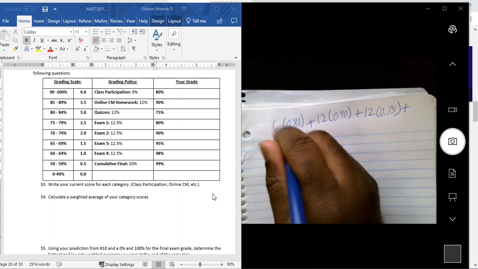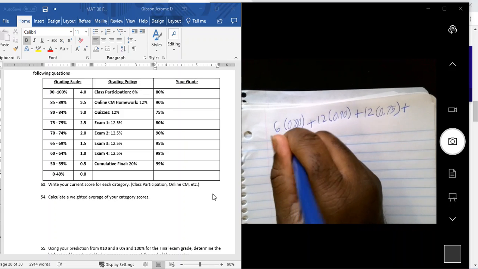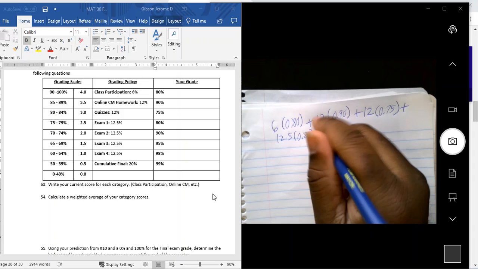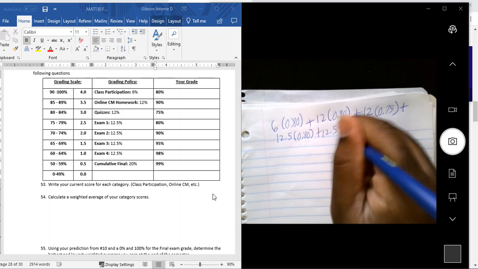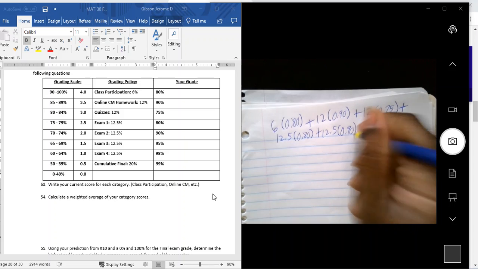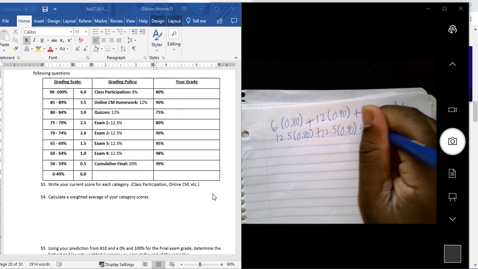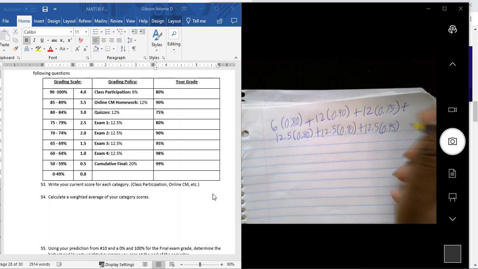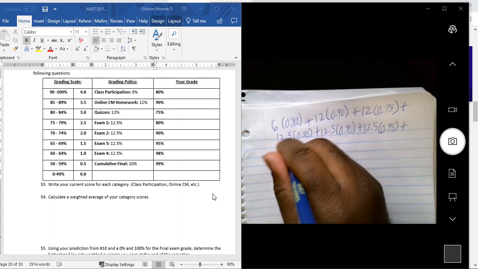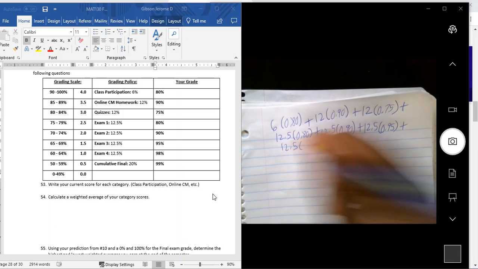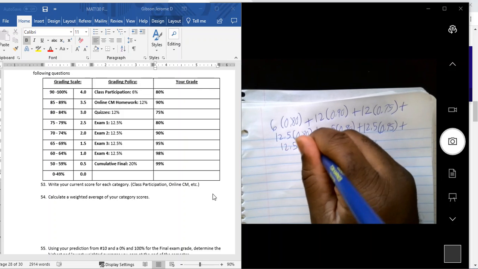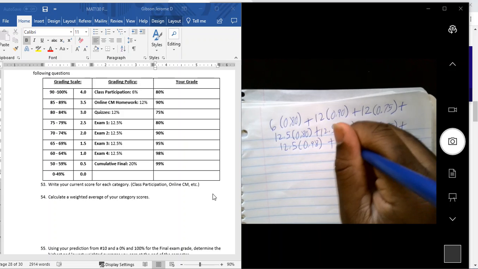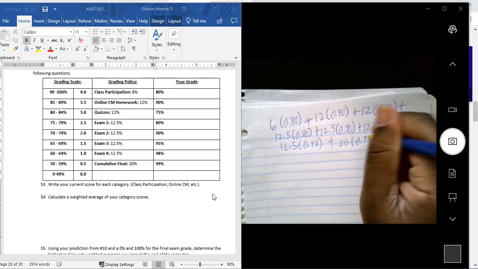So then plus, we will have 12.5 times the 80%, which is 0.80, plus 12.5 times 0.90, that's exam 2. Exam 3, it'll be 12.5 times 0.95. And then exam 4 would be 12.5 times 0.98. And then plus, this would be 20 times 0.99.